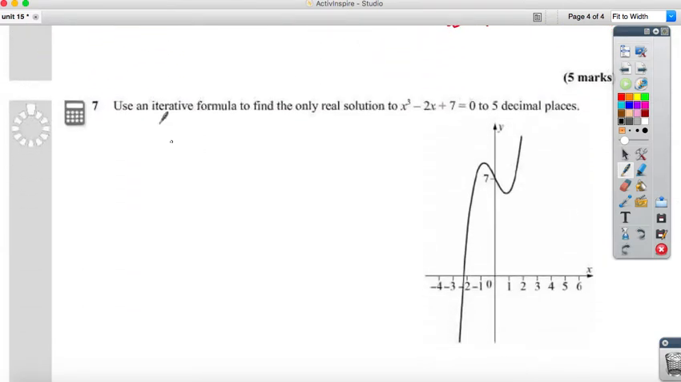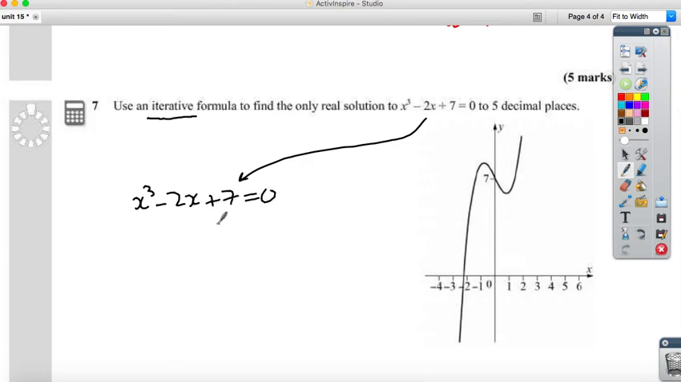It says use an iterative formula, so that's in the iteration section, to find one real solution to this graph. So it's going to cross over here, so we can see roughly where it is. It's between -2 and -3. So let's rearrange this. So let's move the +7 across. X cubed minus 2x plus 7 equals 0. We move the 7 across, we're going to get x cubed minus 2x equals -7.